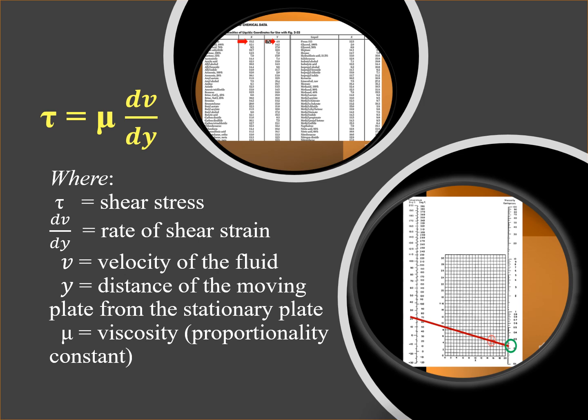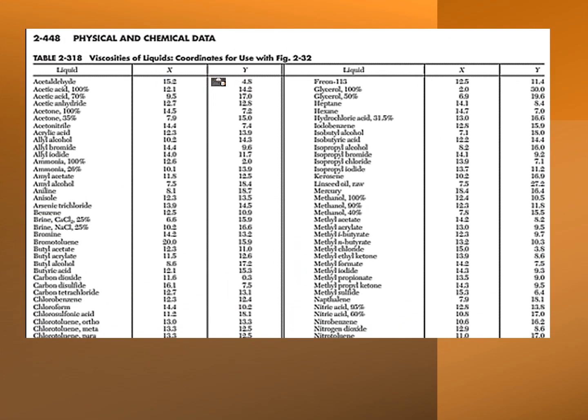To determine the viscosity of fluids at different temperatures and 1 atmosphere pressure, you can refer to the table of viscosities and its corresponding graph like the one I will be showing you. From this table, you get the coordinates x and y for the specific substance. For example, for acetaldehyde, x equals 15.2 and y equals 4.8.